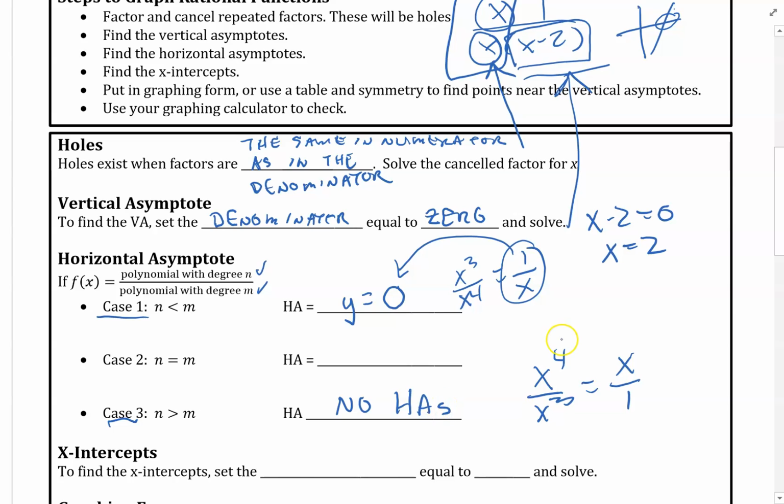And then what if it's the same on the top as it is on the bottom? Well, there we're going to have a horizontal asymptote which is equal to the ratio of the leading coefficients.